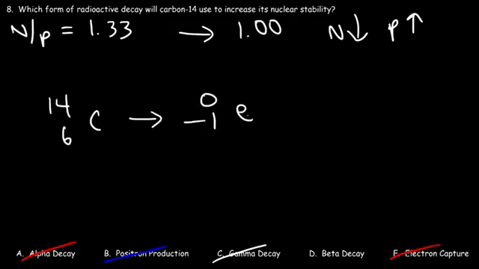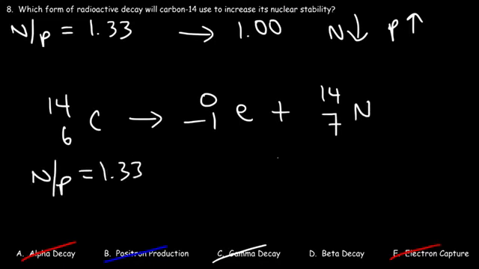So we need to put the electron on the right side. The mass number will still be the same. Negative 1 plus 7 is 6. So we have nitrogen-14. Carbon-14 has a neutron-proton ratio of 1.33. Nitrogen has 7 protons, 7 neutrons. So the neutron-proton ratio is 7 over 7, or 1.